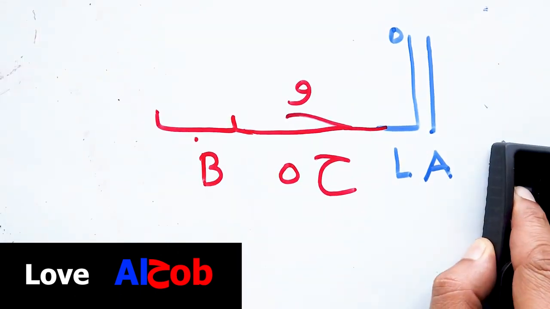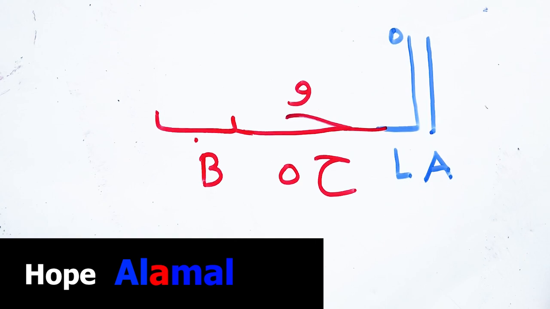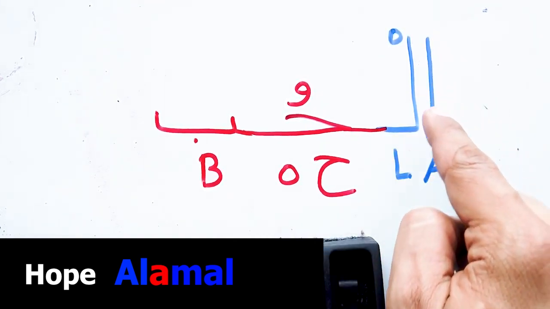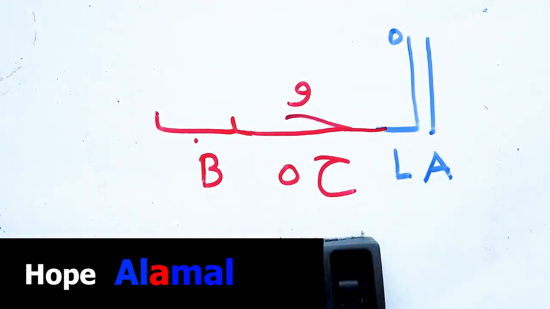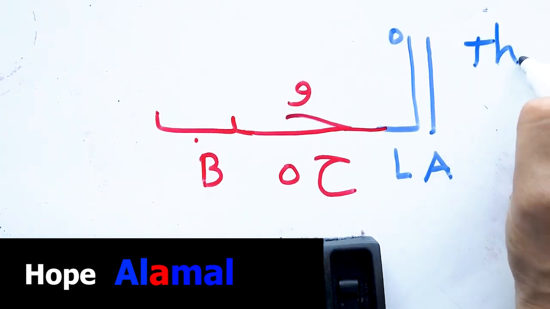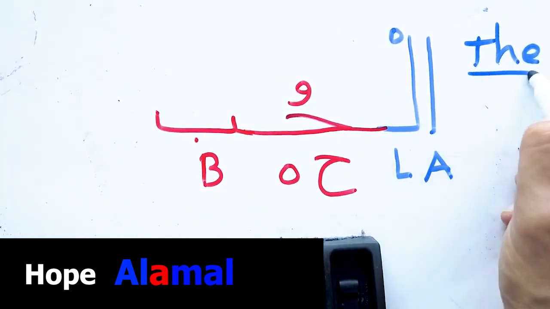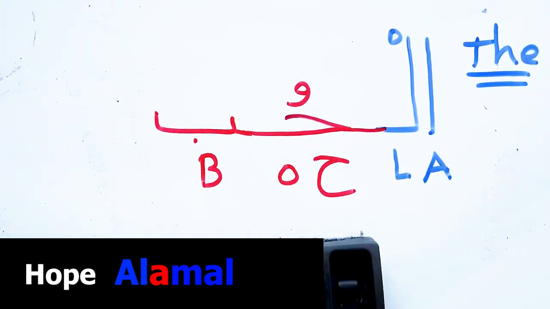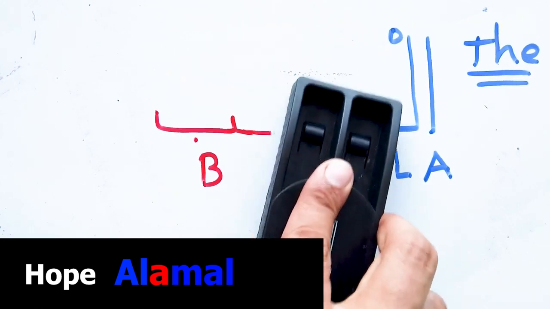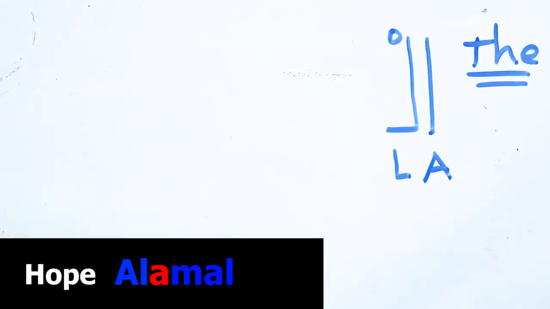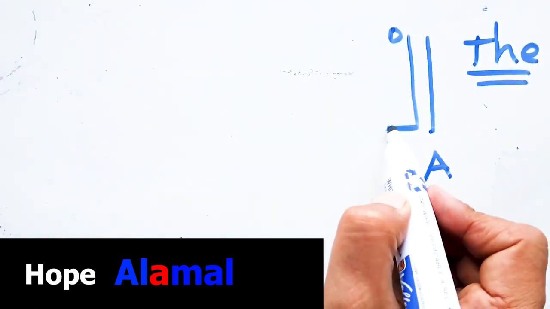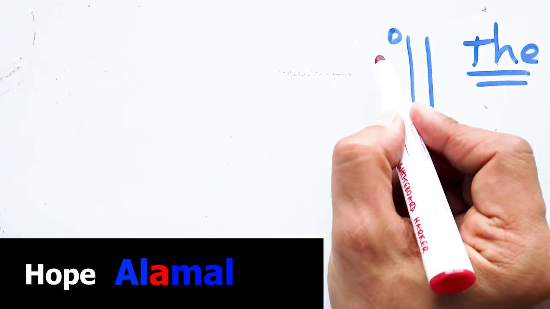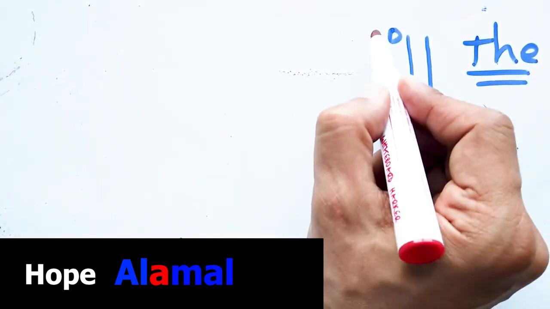Now let's write another one. It will be الأمل. So I will leave this part; it means the meaning of this L, it is "the". Okay, so now here I say al-hub, it means the love. Okay, now let's write another word which is al-amal. So I'm gonna keep L and I will write another part.